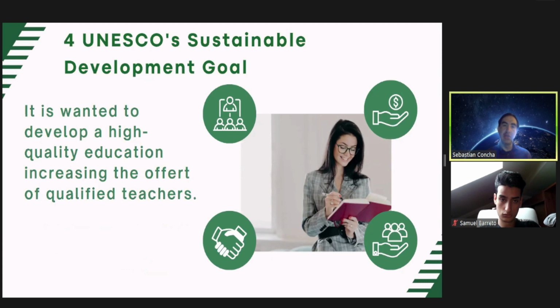So in terms of the UNESCO Sustainable Development Goal, we chose the one that says it is wanted to develop a high quality education, increasing the offer of qualified teachers, because this undergraduate program is focused on educating future teachers or professors of English and then other languages, either French or Portuguese, with a high quality competence in the language, in research, and didactics, among other subdisciplines.